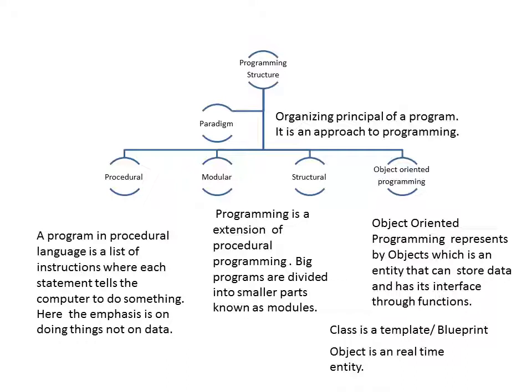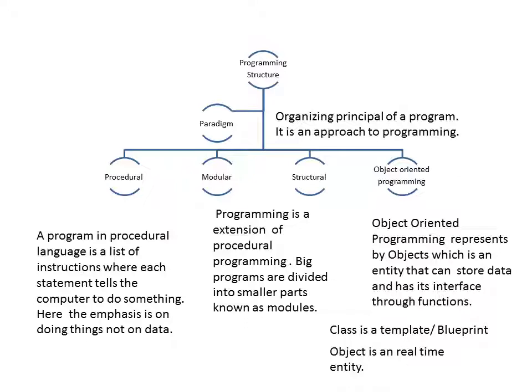A class is a template or blueprint. That means in object-oriented programming there are two parts: one is class, another is object. We will discuss this on the next page. First let us know that a class is a template or blueprint. It's a concept of anything that is created using the class, and when you implement that concept, that is called an object. So an object means it's a real-time entity.